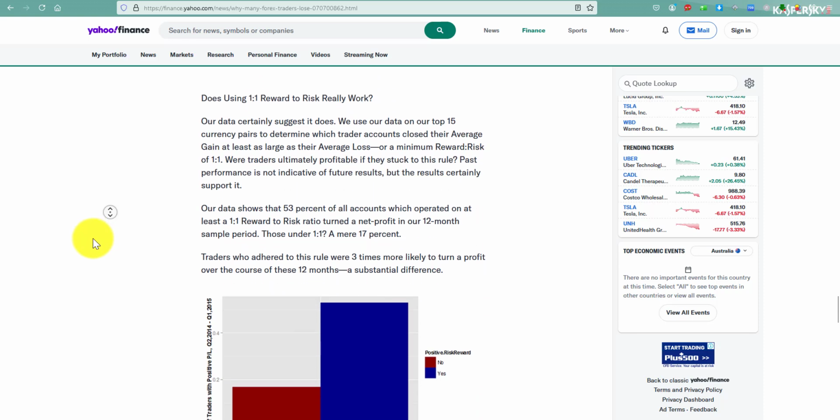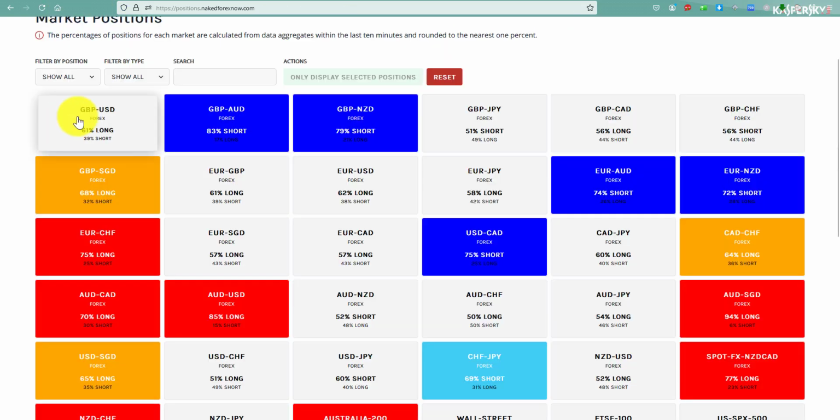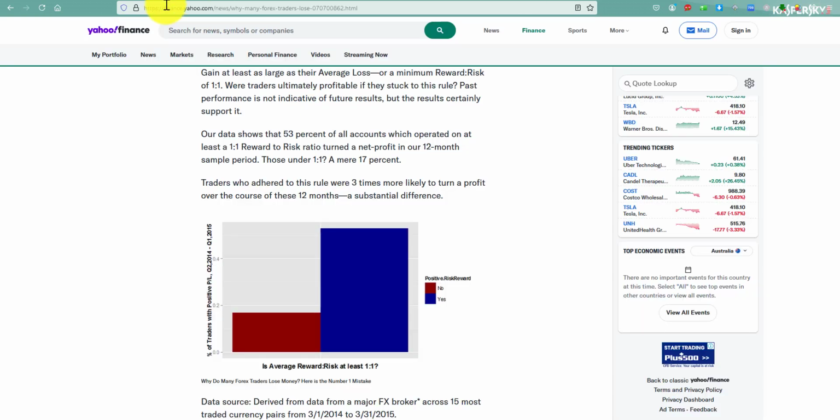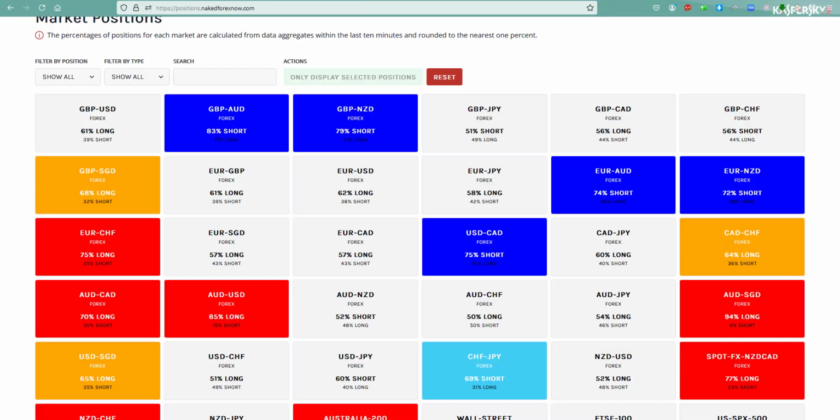Now, beyond that, if you look at the open position ratios, which you might be asking, what are the open position ratios? Here, let me do this for you.